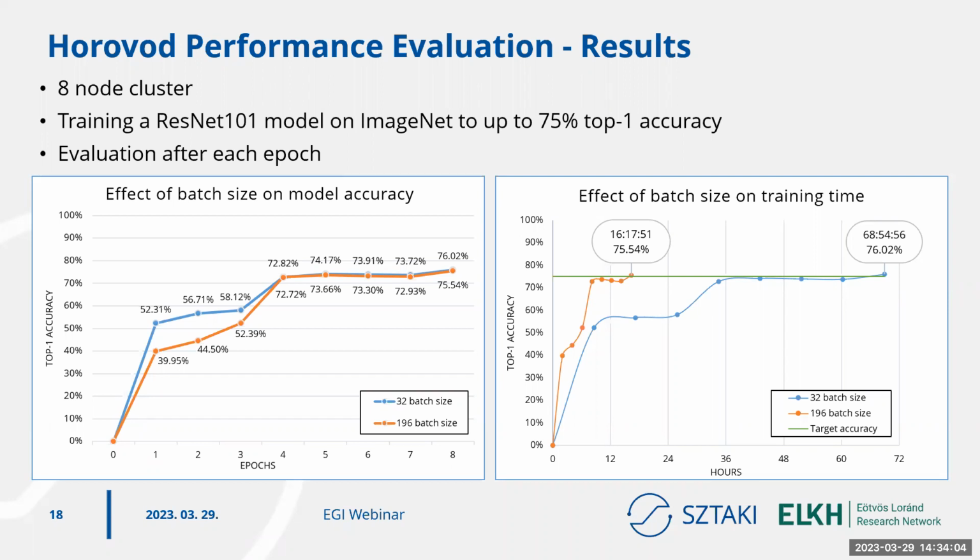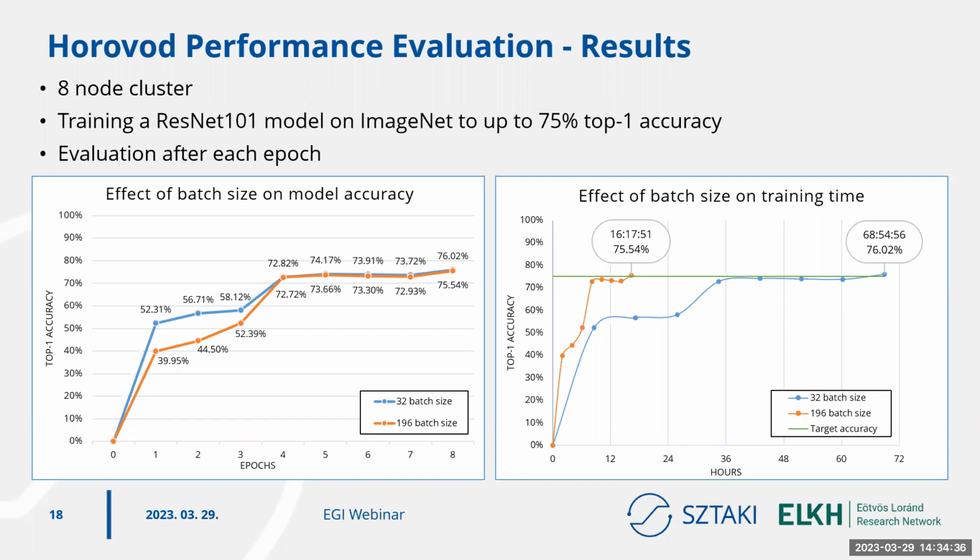As it turns out, as can be seen on the left side, turning the batch size to a significantly higher number does have some noticeable negative effects in the first 4 epochs. However, after that, the results are close to identical, and they have both reached 75% training accuracy after 8 epochs. The 75% accuracy was our target for this training.